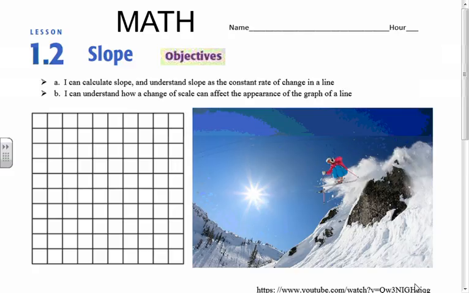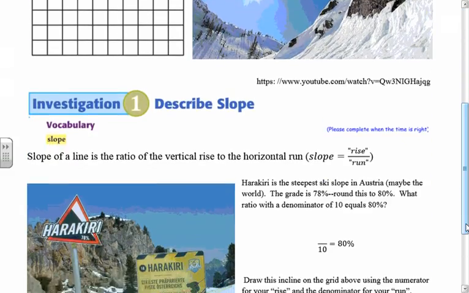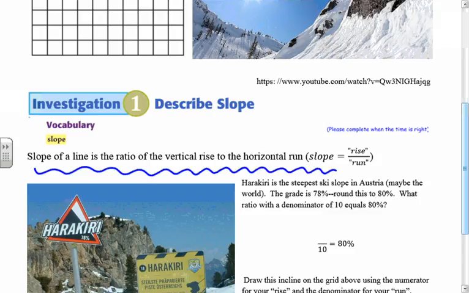First of all, let's look at the definition of slope. The slope of a line is the ratio of the vertical rise to the horizontal run. Slope equals rise over run. We're going to use that idea to help us determine slope. Let's go ahead and check out the next page.